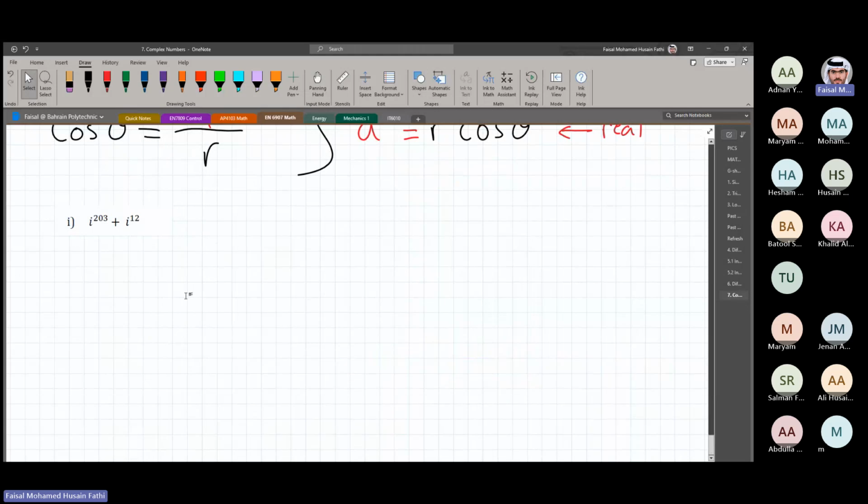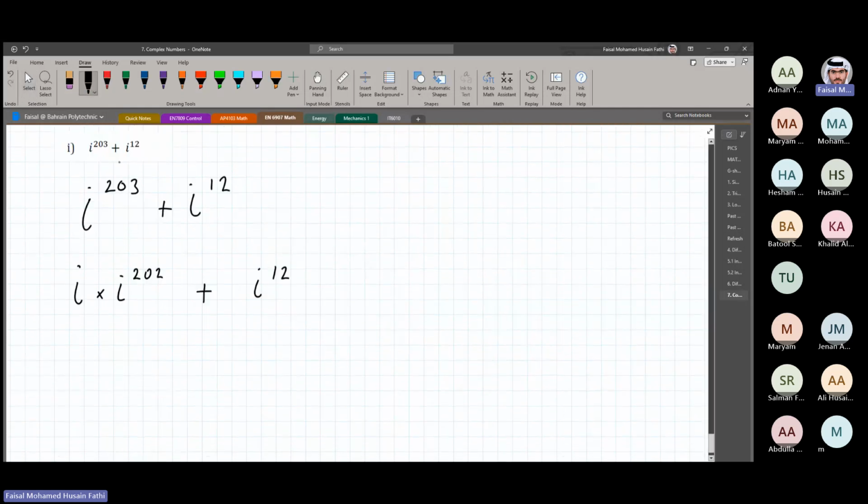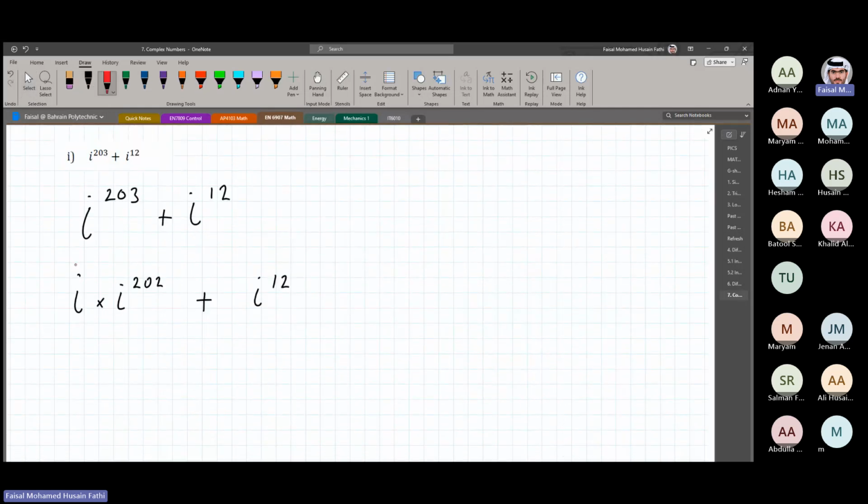So it tells us to evaluate I to the power of 202 plus I to the power of 12. Look at each one separately. Let's just focus on this part first, then we will look at the other part.